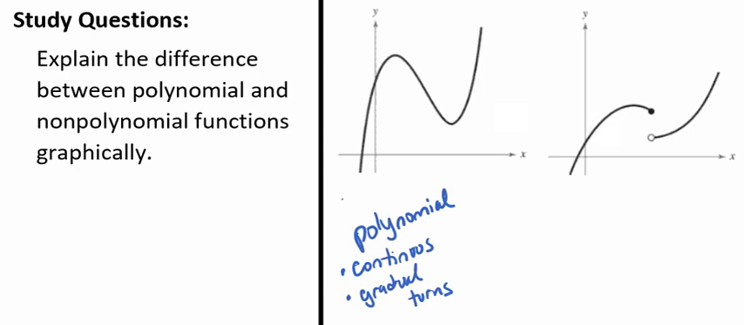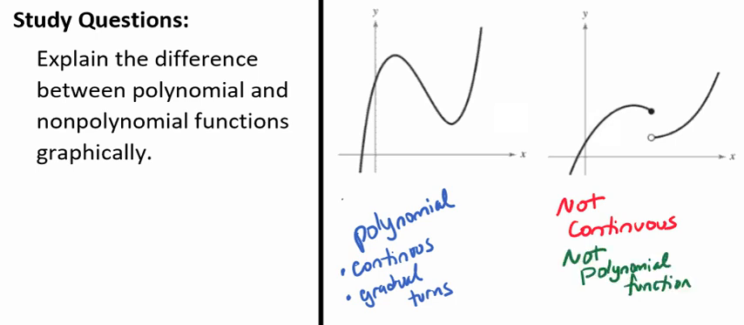Why don't you try the second graph on your own? Go ahead and push pause, and I'll wait. All right, so did you say that this was not a polynomial function? If that's what you said, you're correct, because we have a gap. This is not continuous. We have a hole. We couldn't just draw this with our pencil on the page. We'd have to pick it up. So this is considered not a polynomial function.